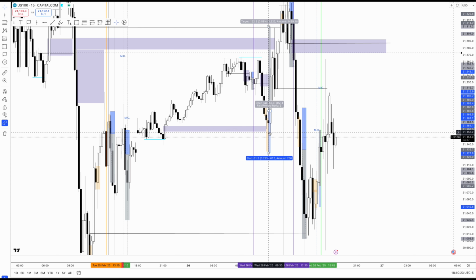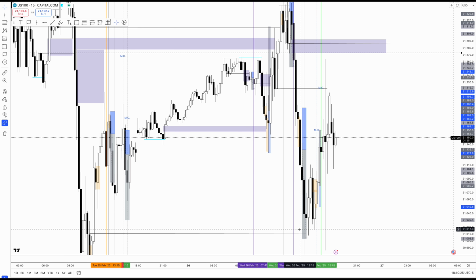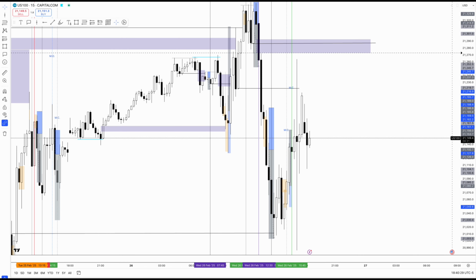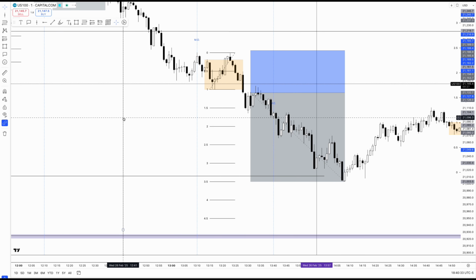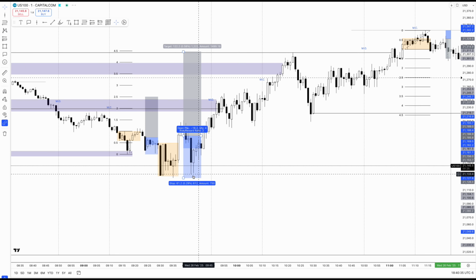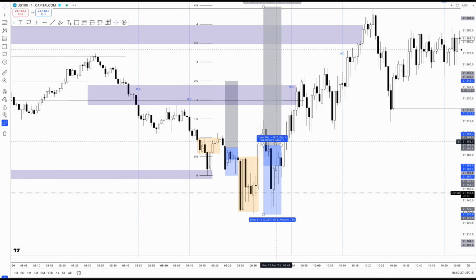It reacts to this area, bought up, and then sold down to this area, and then bought back up. So let's get into my next trade or potential trades. I didn't take this next trade. So when I was going live, I was discussing why I don't like to trade at this time frame.